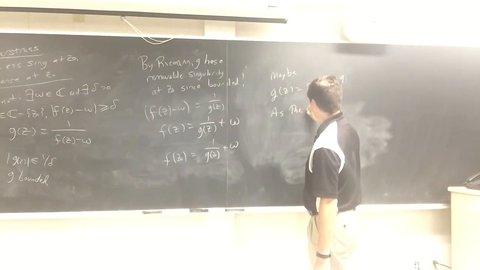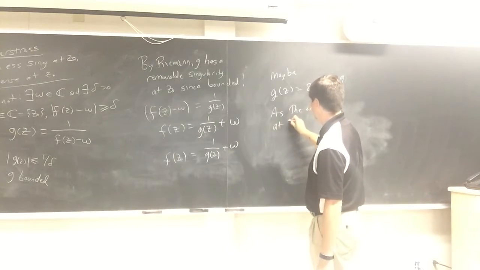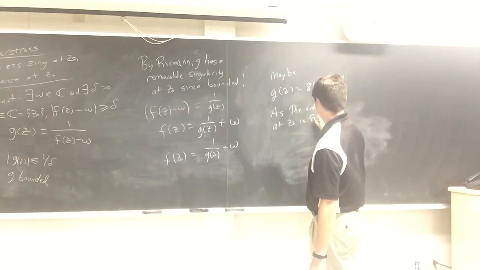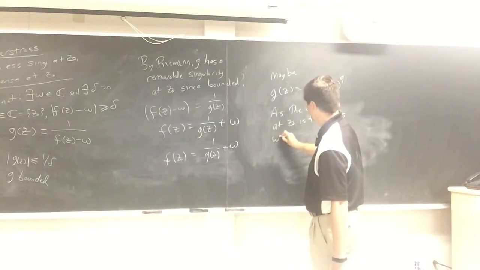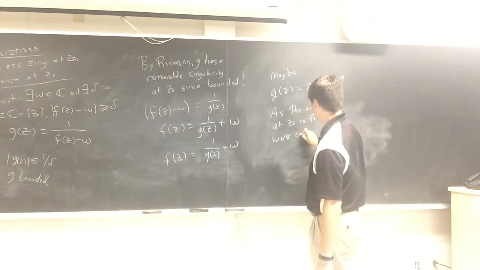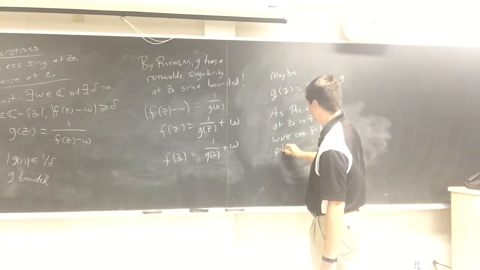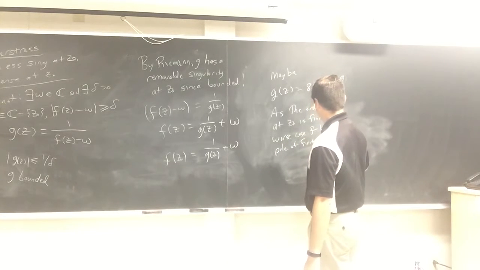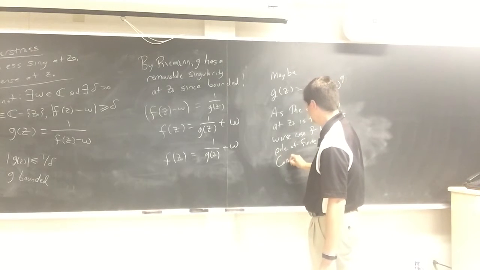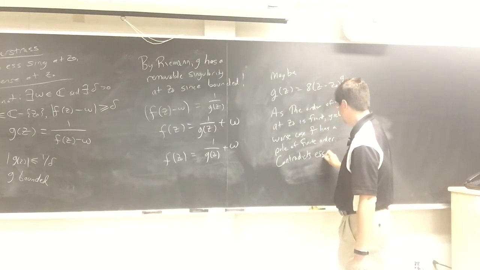As the order of g at z naught is finite, this yields, worst case, f has a pole of finite order. Contradiction, or contradicts the essential singularity.